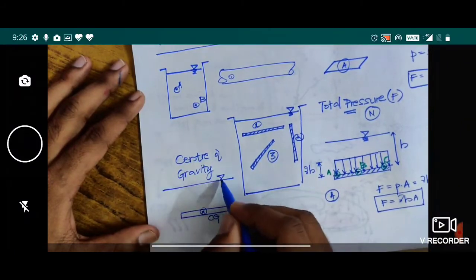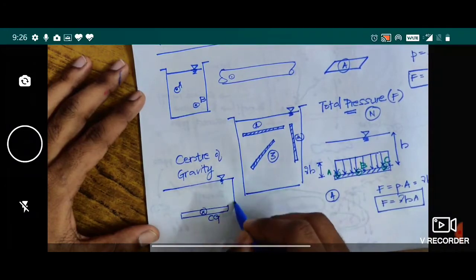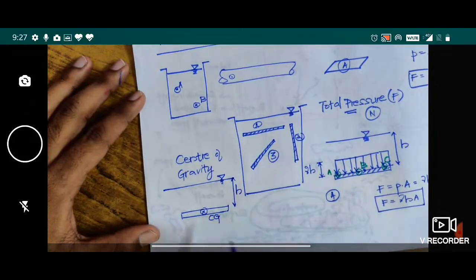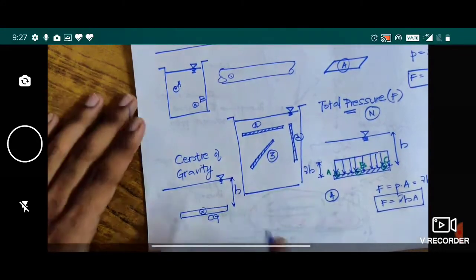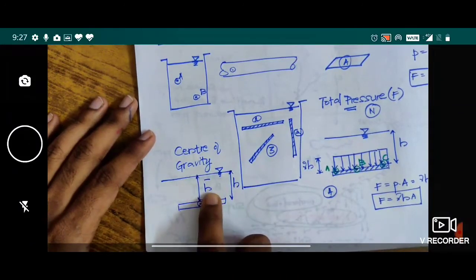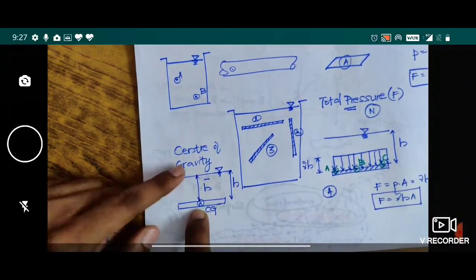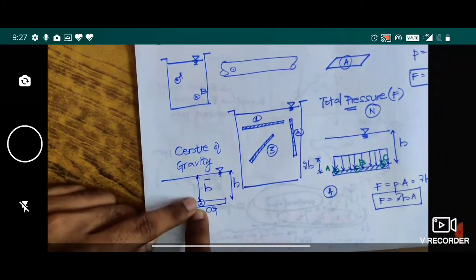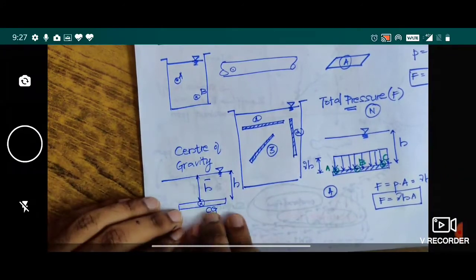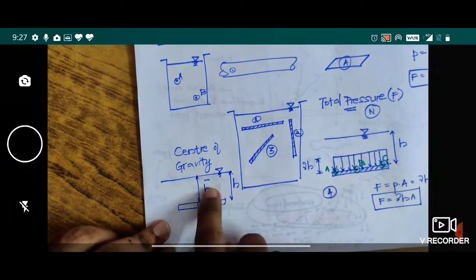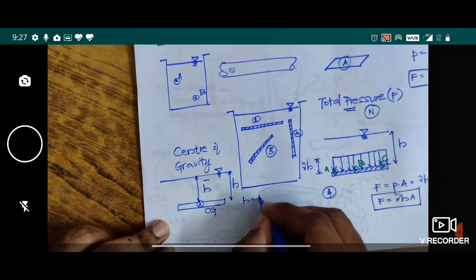Now, if this is the free water surface as considered earlier, and this is the depth of the plane surface from the free surface, what is the depth of the center of gravity from the free surface? I am representing that distance as h bar. So I repeat, h bar is the depth of the center of gravity from the free surface. In this condition, h bar and h are the same, isn't it? Because it is kept horizontally, so both will be the same. So your h will be equal to h bar.